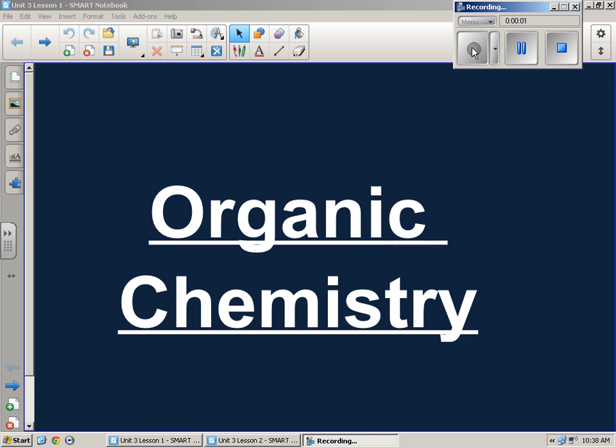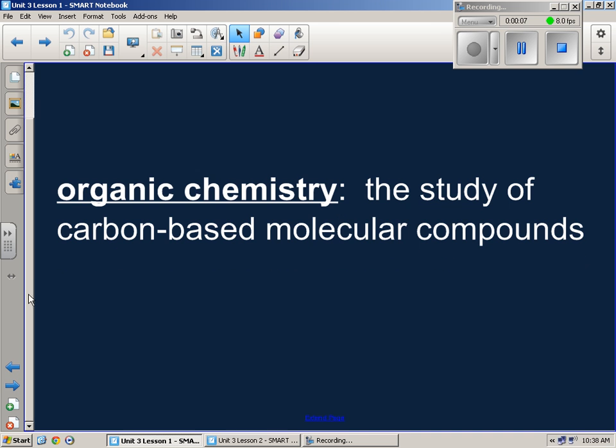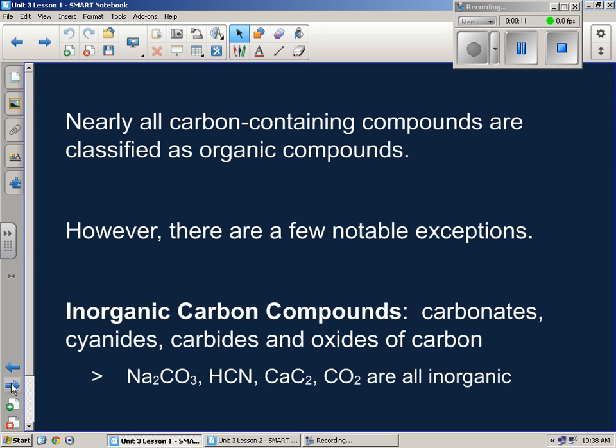We talked a little bit about organic chemistry on Friday. Remember, organic chemistry is the study of carbon-based molecular compounds. Nearly all carbon-containing compounds are classified as organic. Here's a few exceptions, of course. We would call these inorganic, things like carbonates, cyanides, carbides, and carbon dioxide. So carbon oxides, basically, are not organic.